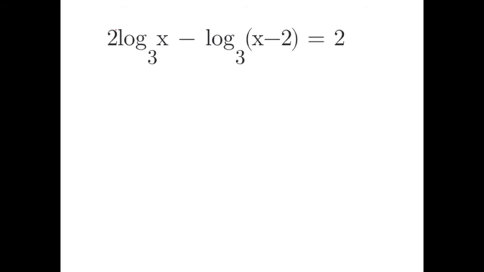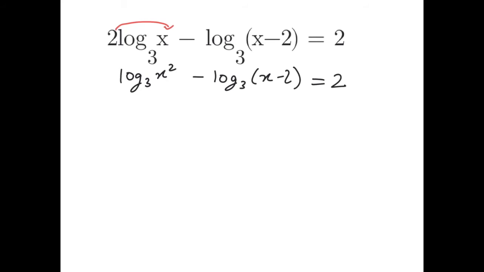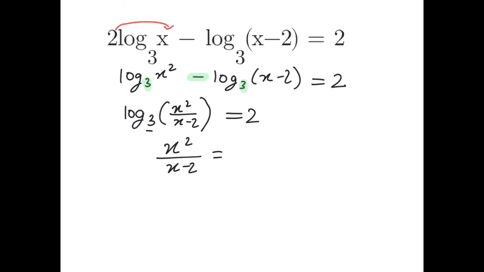In this question, we can send the 2 as a power of x, and that would get us log 3 x squared minus log 3 x minus 2, and that would equal 2. And as we can see here, we have two expressions with the same base in minus. And if we apply the law we learned earlier, we can take log 3 as common, and then we get x squared over x minus 2, and that is equal to 2. We can write x squared over x minus 2 is equal to this number, which is 3, to the power of this number, which is 2.